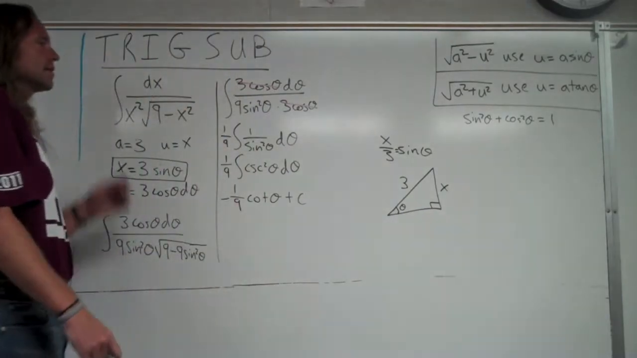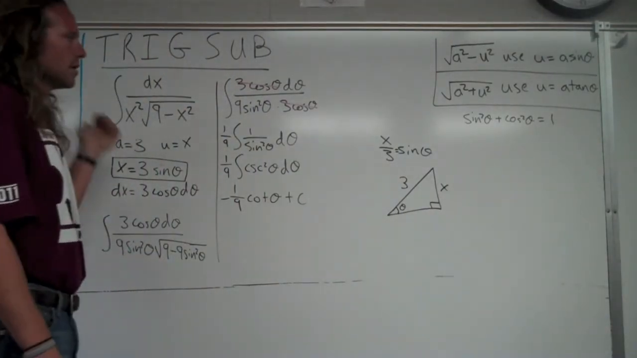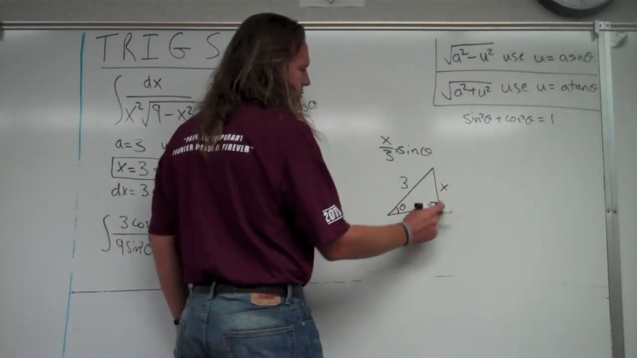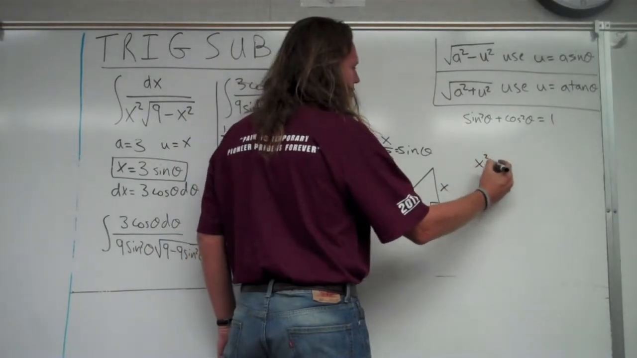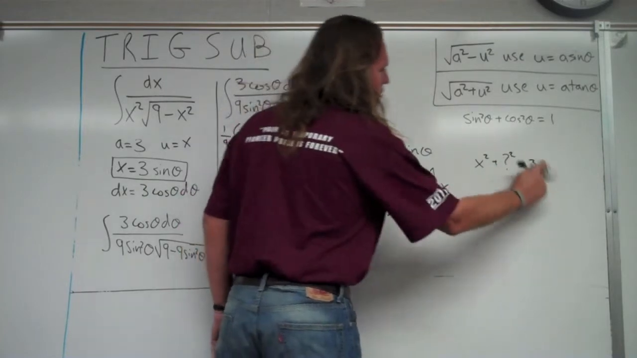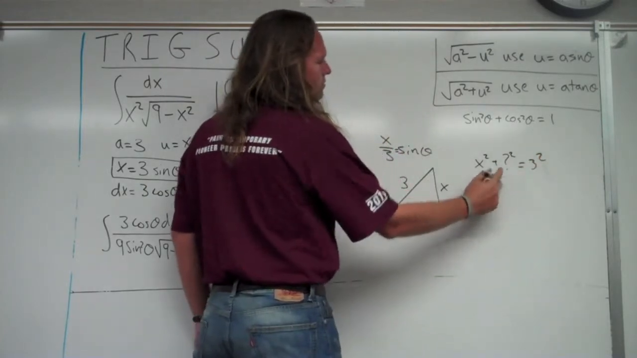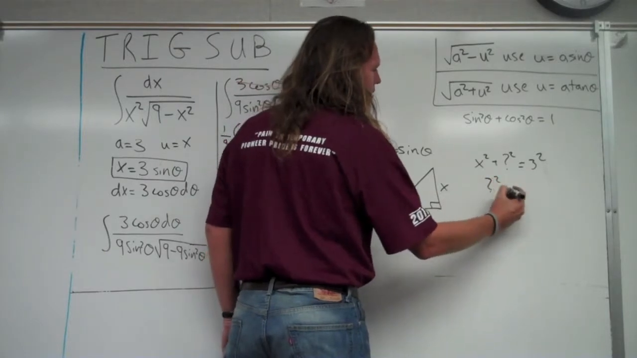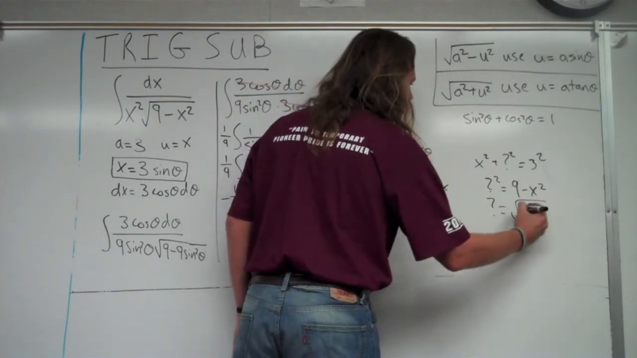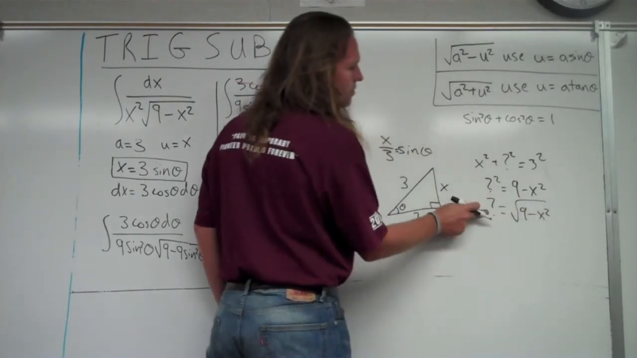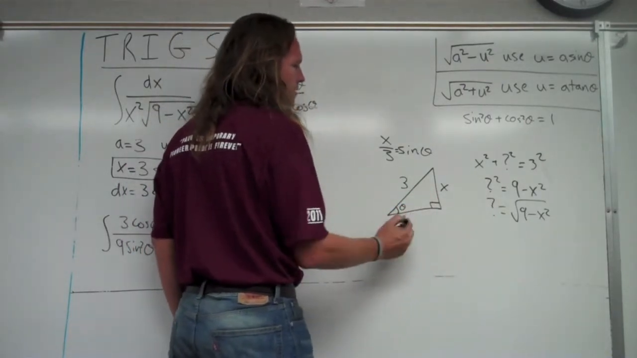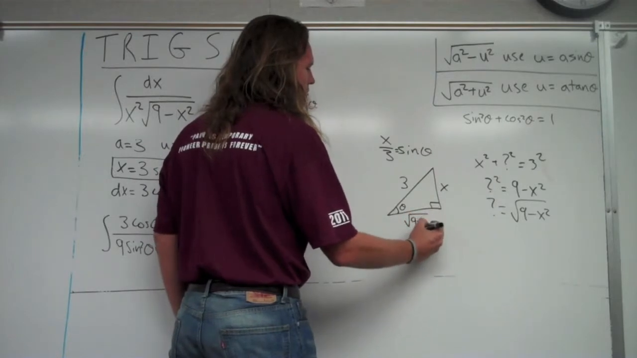And for this missing side, let's use our Pythagorean theorem. Let's call that question mark. a squared plus b squared equals c squared, so we have x squared plus question mark squared equals 3 squared. I'm trying to solve for question mark, so I subtract x squared from both sides, get 9 minus x squared, and take the square root of both sides: square root of 9 minus x squared. Typically when you take the square root of both sides it's plus or minus, but since I'm dealing with a side length of a triangle, I know it's going to be positive. So we have square root of 9 minus x squared right there.